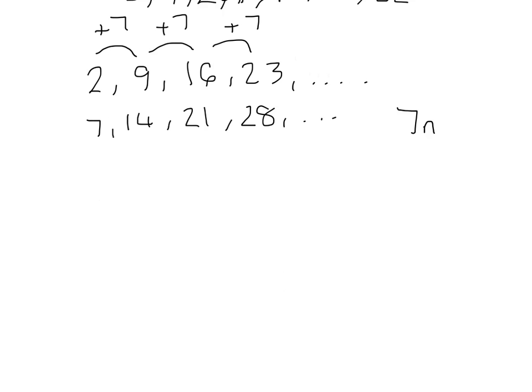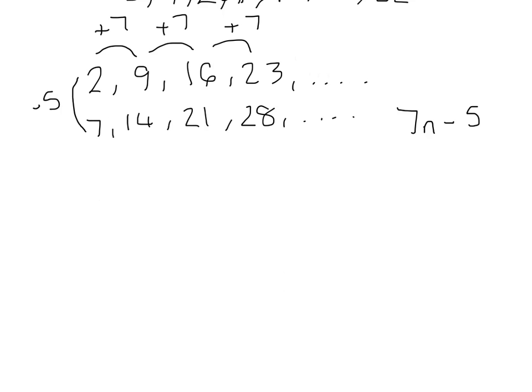What I do now is I look for the difference between the 7 times table and the sequence that I've been given. So to get from 7 to 2, I have to take 5 away. To get from 14 to 9, I take 5 away. 21 to 16, take away 5. 28 to 23, take away 5. Therefore, the nth term of the sequence is 7n, take away 5. Let's look at one more then.